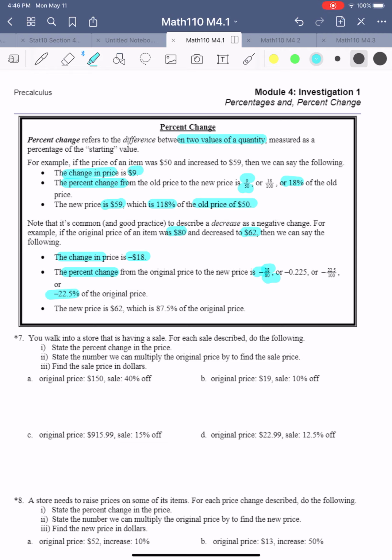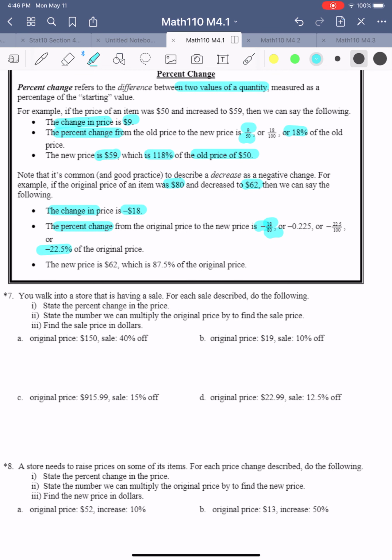All right, number 7. You walk into a store that is having a sale. For each sale, describe the following. Number 1, state the percent change in the price. Number 2, state the number we can multiply the original price by to find the new sale price. And number 3, find the sale price in dollars.